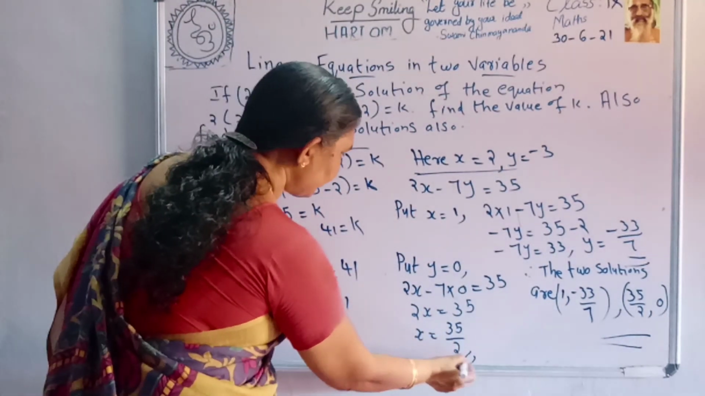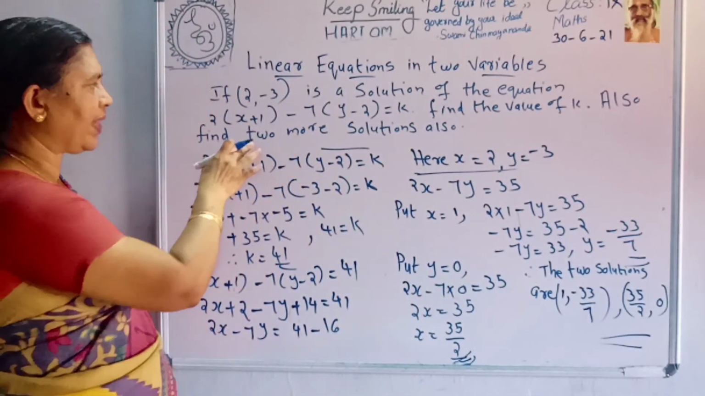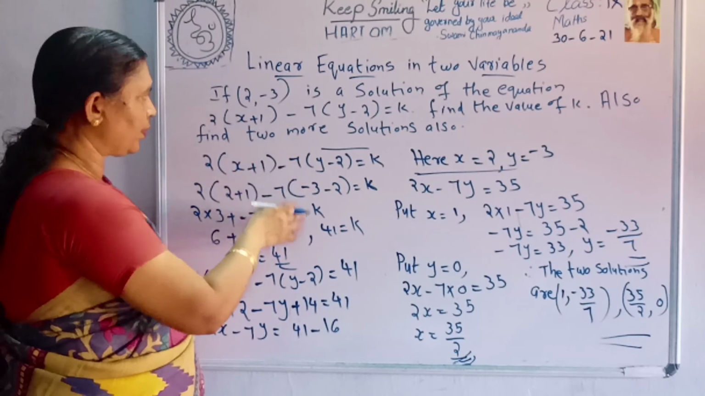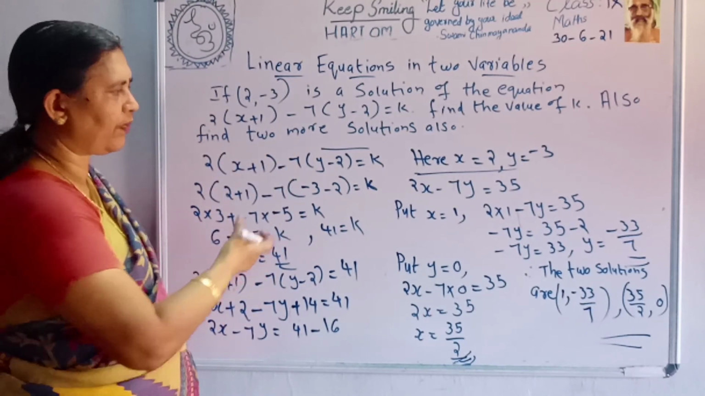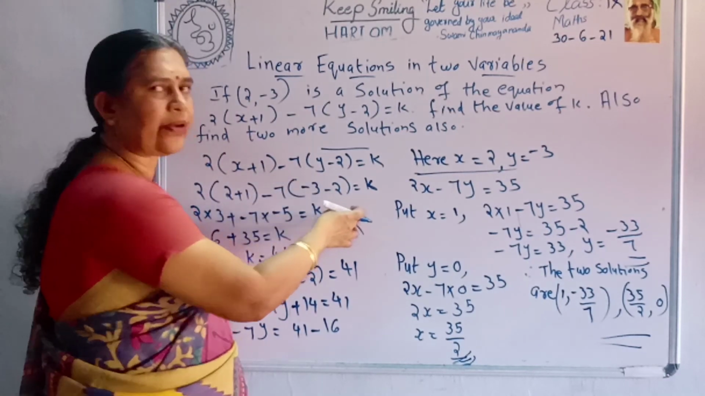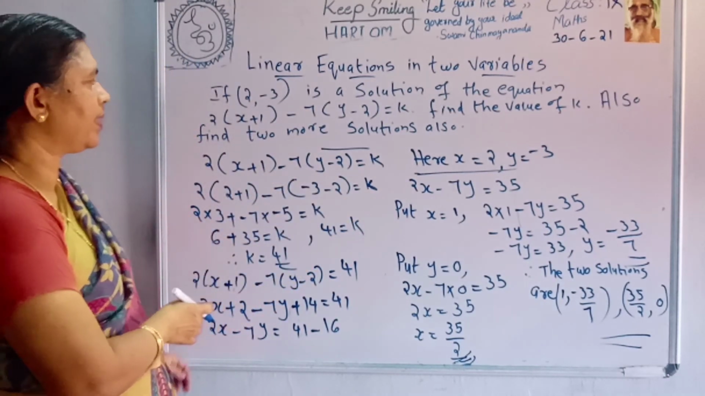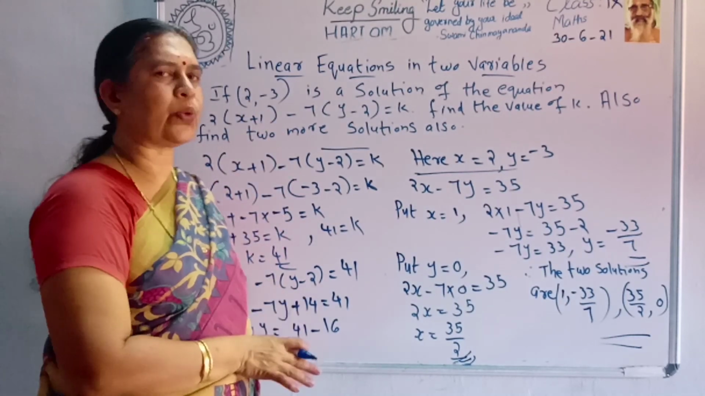Okay. So in this type of question, first you simplify the equation, convert it into a linear equation in two variables, and then solve for x and y. You put a value for x, then you will get a value for y. A linear equation in two variables has infinitely many solutions.